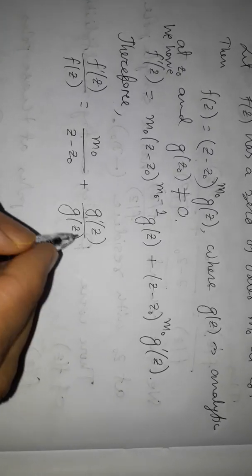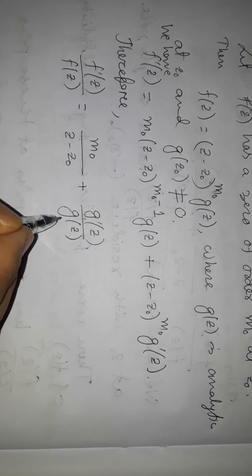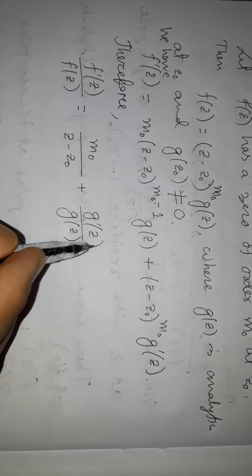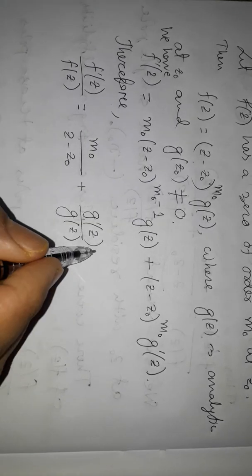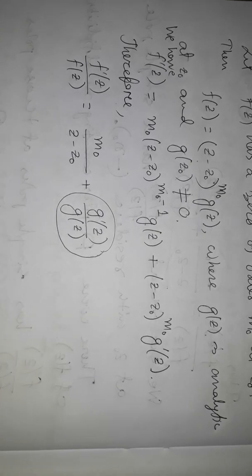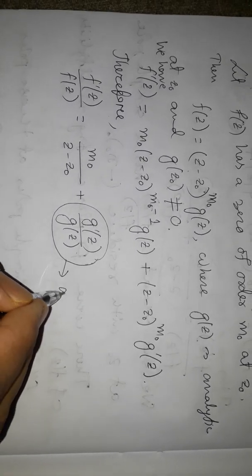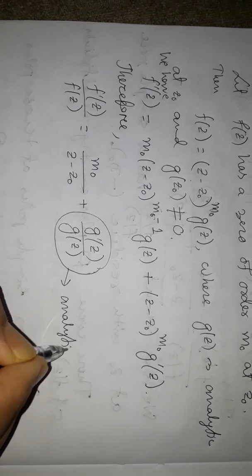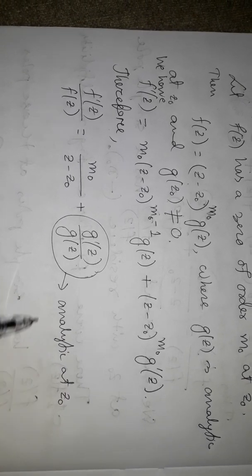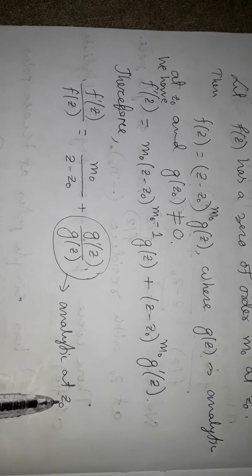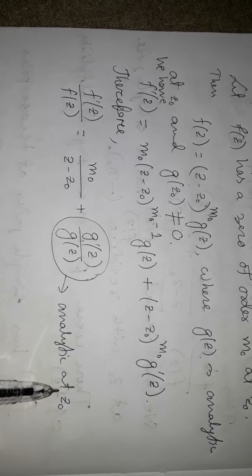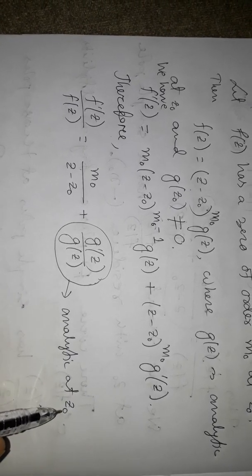And now you see that g z is analytic at z naught and is not equal to 0. So therefore this function g prime z by g z is analytic at z naught. So there is a Taylor expansion about z naught, that means in non-negative powers of z minus z naught.